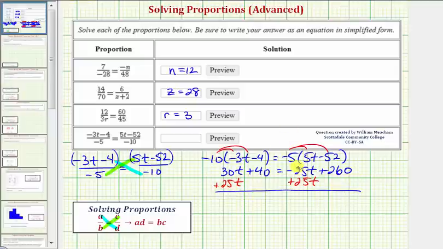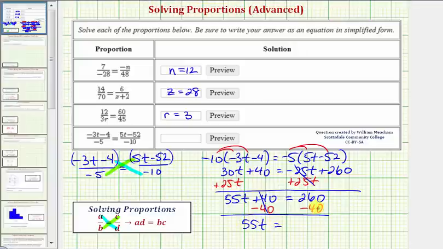Notice on the right side, negative 25t plus 25t is 0. So we have 30t plus 25t, that's 55t, plus 40 equals 260. So we're still working to isolate the variable term by adding or subtracting. So to undo this plus 40, we'll subtract 40 on both sides. Notice 40 minus 40 is 0, so now we have 55t equals 260 minus 40, which is 220.